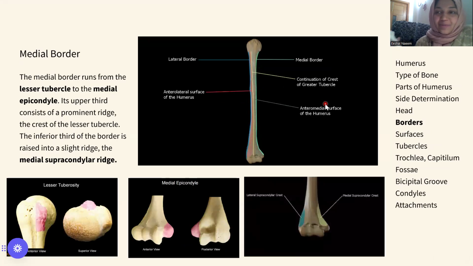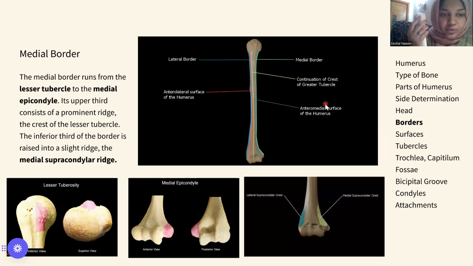Okay, moving on to the medial border. Now, the medial border extends from the lesser tubercle. You know that the lesser tubercle is literally on the anterior side. This is the lesser tubercle. The medial border literally starts from the lesser tubercle, which is the easiest tubercle to spot on the humerus because it's literally in the front, just on the anterior side. So you start from there for your medial border.